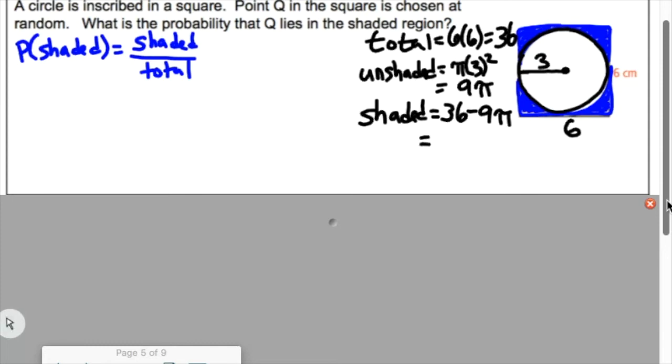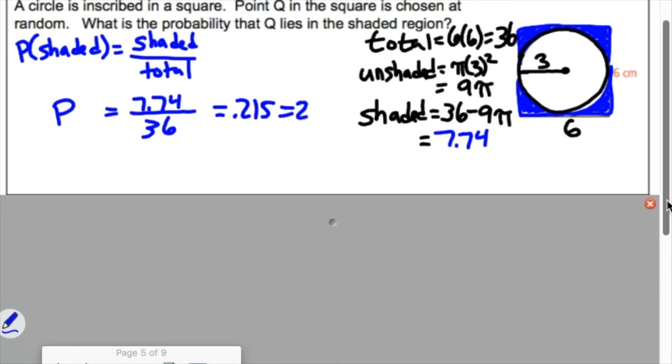So the shaded area, 36 minus 9 pi, should be about 7.74. So the probability is going to be 7.74, what's shaded, over 36, the total, which is about 0.215. That could be your answer, or you could call it 21.5%. Sometimes, and you'll have to try this in just a second, you need to find the unshaded area to help you find the shaded area. But what we want to get is shaded and total so that we can divide the two.